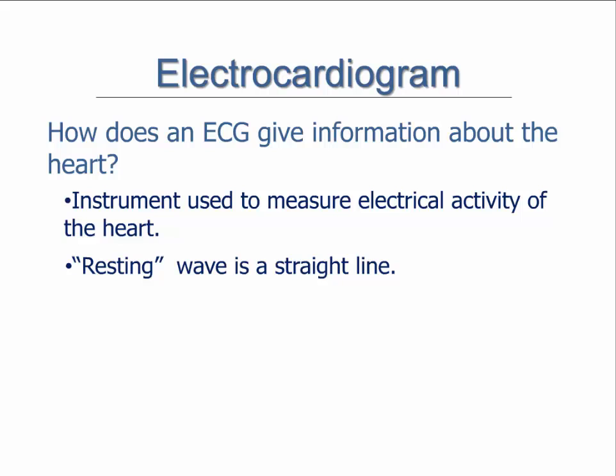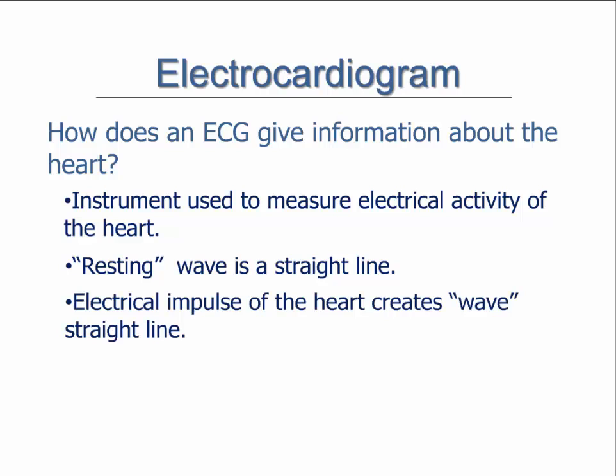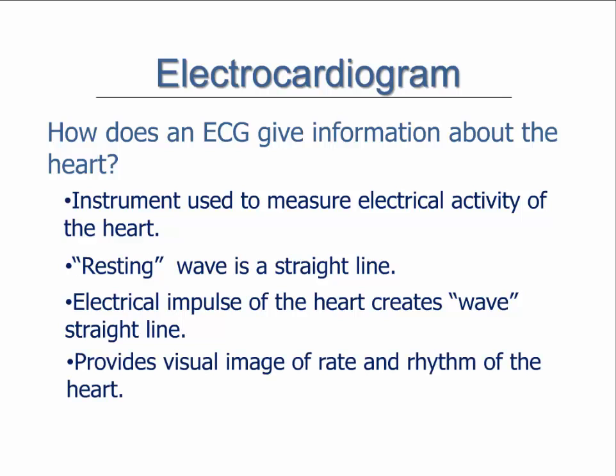As a change in the voltage is recorded by the electrodes due to an electrical impulse, those are then reported to the electrocardiograph, and it creates a wave or a bump in the straight line. An ECG simply provides a visual image of the rate and the rhythm of the heart, and this will provide the doctor information regarding not only how frequently the heart is beating, but also the strength and length of contractions and the time in between contractions.